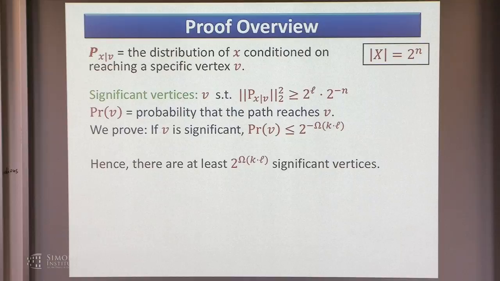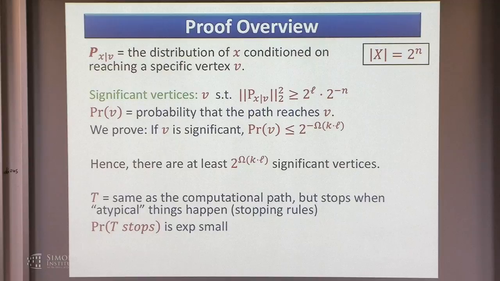And again, if we want to learn, we must reach a significant vertex, because if we haven't reached a significant vertex, basically our distribution is sort of spread around on so many x's that I cannot tell which one is the right one, so I will fail. So in order to succeed, I must reach a significant vertex. That's my intuitive claim.